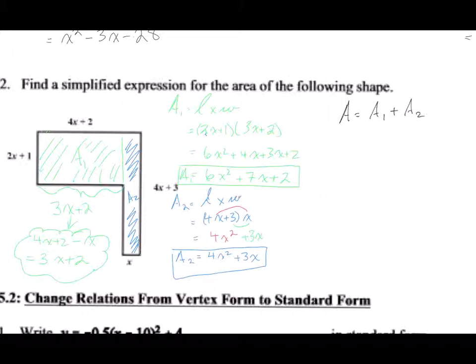And what you want to do is leave everything in brackets. Okay? You always have to put whatever you're substituting into the equation in brackets, because you might have to deal with a minus sign at some point. So in this case, A1 is 6x squared plus 7x plus 2, and A2 is going to be 4x squared plus 3x.